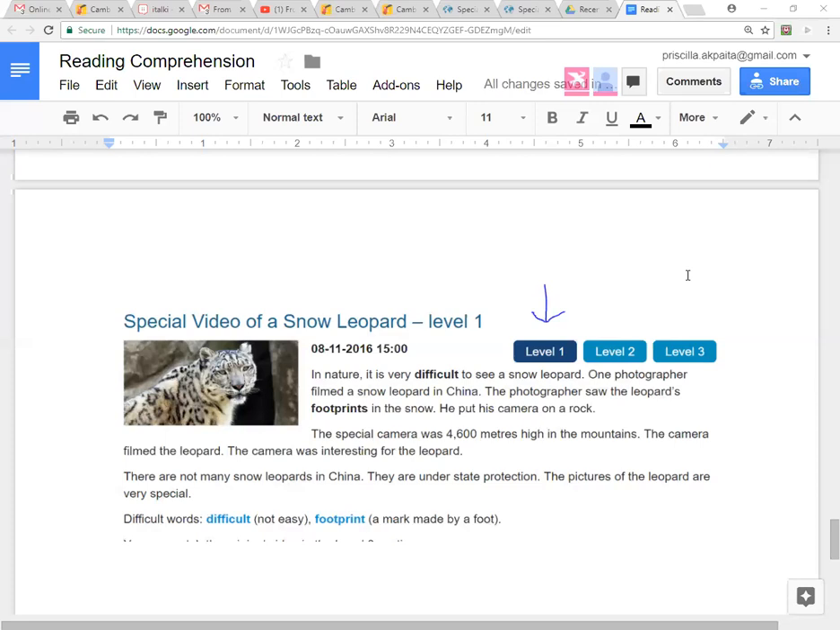Your difficult words are difficult, which means not easy, and footprint, a mark made by a foot. Now, the only thing that I want my student to be able to do today is use the word difficult and the word footprint. Now we'll start to talk about things that I do know, I might say.